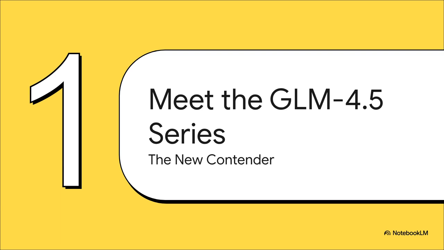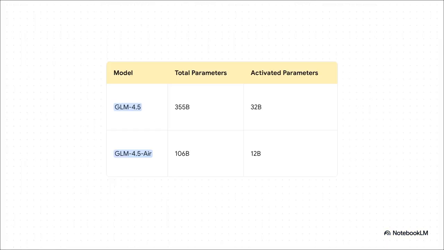Let's talk about the GLM 4.5 series. The team actually released two versions, and both are built on that mixture of experts, or MoE, architecture. You've got the flagship GLM 4.5, which is a beast at 355 billion parameters. But, and this is key, it only activates 32 billion for any given task. Then there's the more compact version, GLM 4.5 Air, coming in at 106 billion total parameters. This is smart, right? It gives developers options for both raw power and more efficient deployment scenarios.